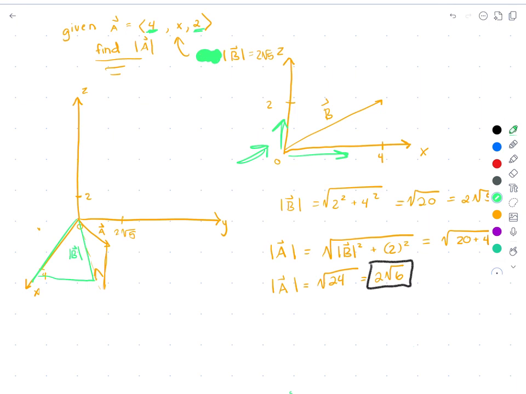And then once I have the length of B, I know that it makes up this triangle here, and this would be the length of B. So now I can use the Pythagorean theorem again to represent that the length of A will then be represented by the length of B squared plus my known length, that would be this height here, which would be 2. And this gets me my final answer of 2 root 6 or root 24.